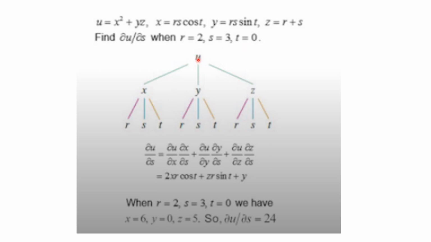Well, we're going to go down this way. We're finding the partial with respect to s, so we go down here, and then we do this one. We're going to go down here and do that one, and we're going to go down here and do this one. And so this is the partial differential equation that we end up with. And we do the calculations, and we will get 2xr cosine of t plus zr sine of t plus y. And then we plug in the values 2, 3, and 0, and we will get that this number is 24. Again, make certain that you understand these calculations.